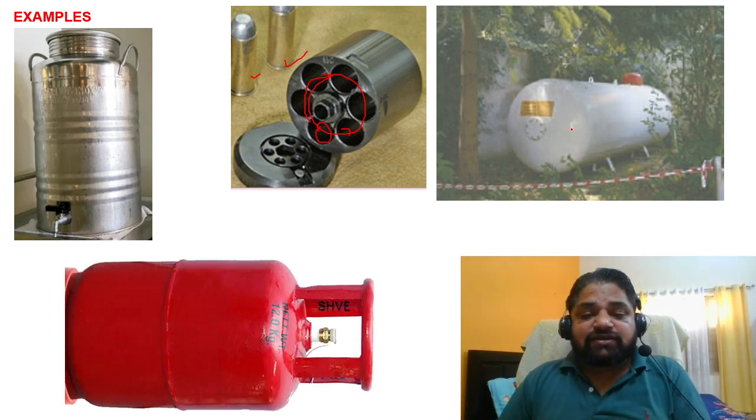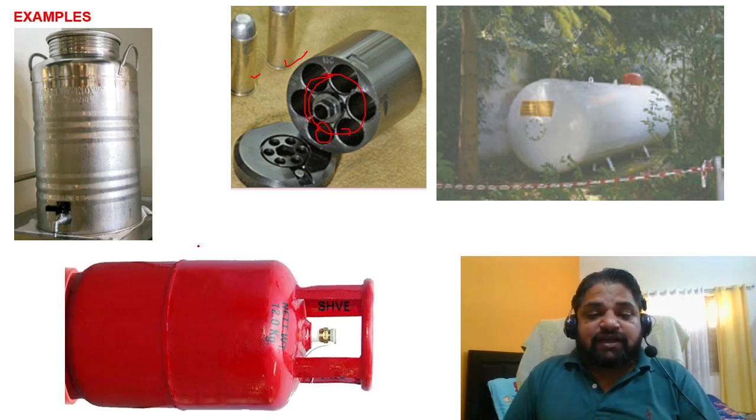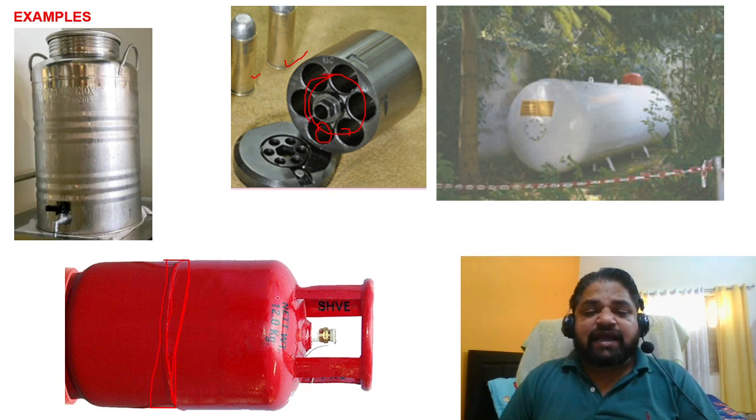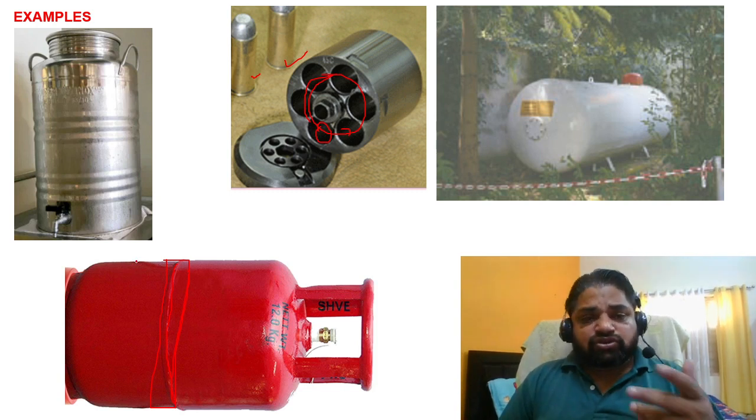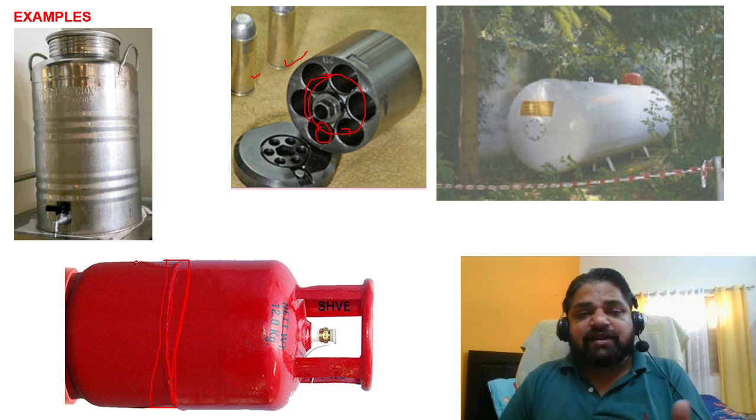This is one cylinder I have shown here. Interestingly, just remember this part, I'll come back to this discussion. Particularly this part of the cylinder we use: it's a cooking gas cylinder. In every household, or most of the people, have a cooking gas cylinder, or in some cases you may find they have a pipe connection.